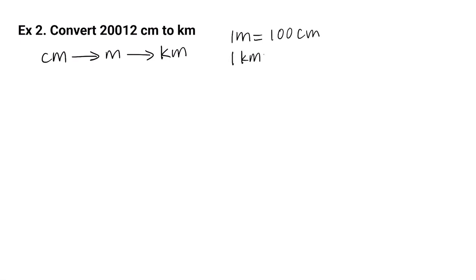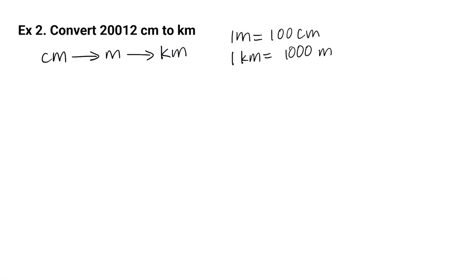Okay. Our second question or example is to convert 20,012 centimeters into kilometers. So let's write what we have to go from. So we have centimeters. We can first convert that into meters and then lastly into kilometers. Okay, so let's write our conversions. 1 meter is equal to 100 centimeters, and 1 kilometer is equal to 1,000 meters.